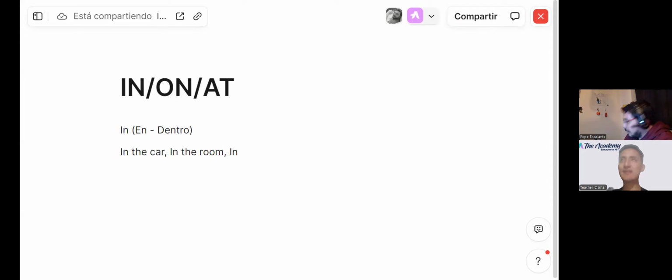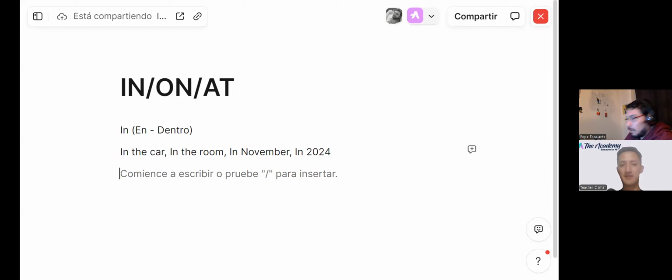And talking about times, remember we use it to talk about months. In November, in 2024, for example. For months and for years, we use in. Okay?